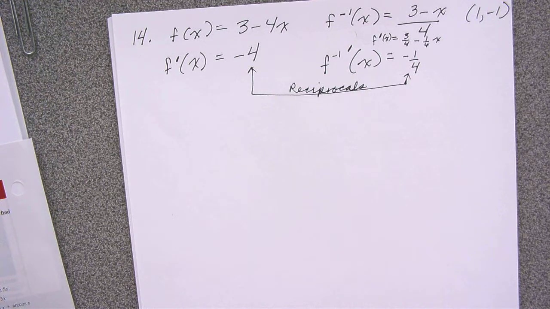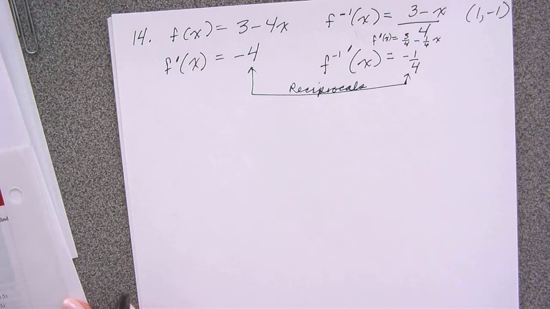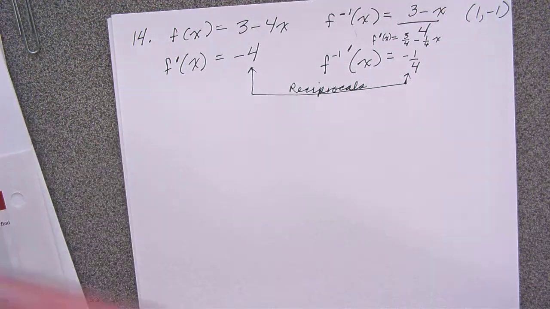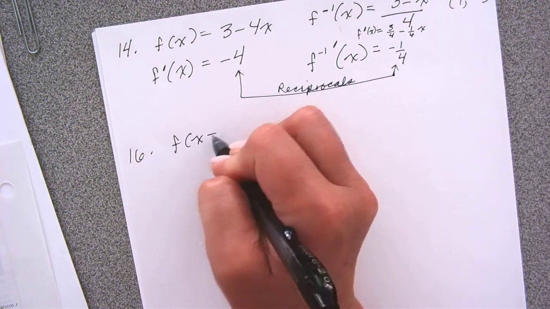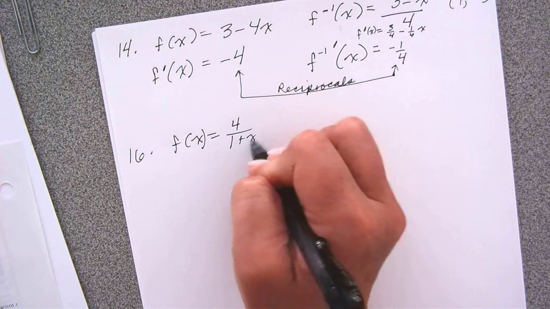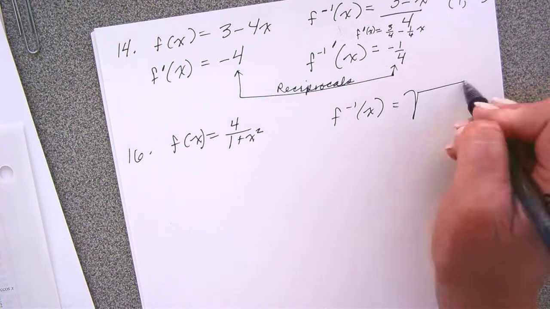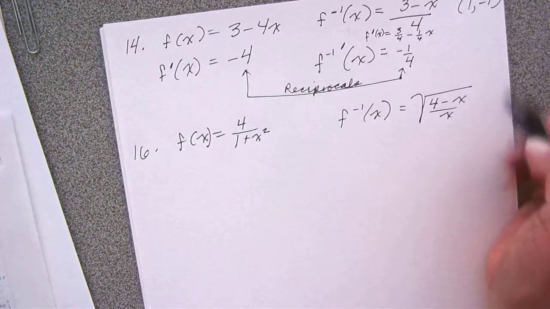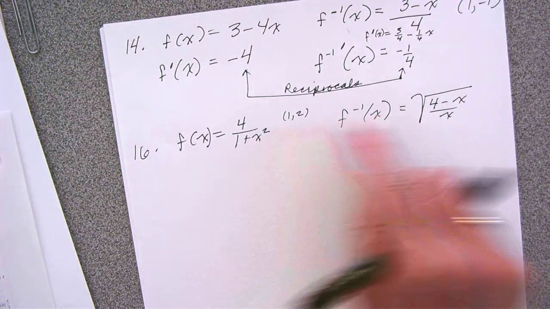Let's look at number 16. Okay, so for 16 we have f of x equals 4 over 1 plus x squared, and then f inverse of x equals the square root of (4 minus x) over x, and the point is (1, 2) for f. And so if that's on f, what's on f inverse? (2, 1).